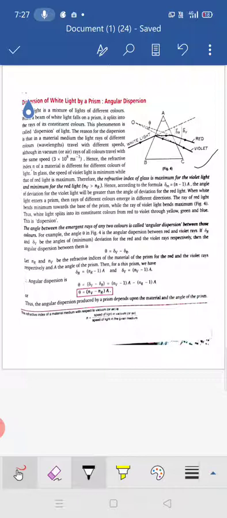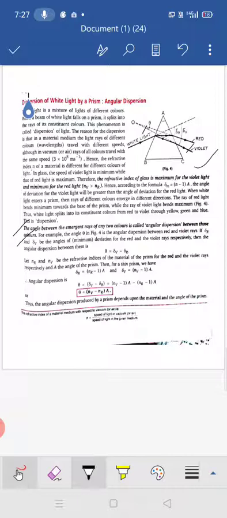Delta V and delta R are the angles of minimum deviation, for the violet light and for the red light. Understood? So we want to know the angular dispersion. As you can see over here, the definition of angular dispersion says that the angle between the emergent rays of any two colors is called the angular dispersion. So we have chosen the violet and red color. These are the two emergent rays.